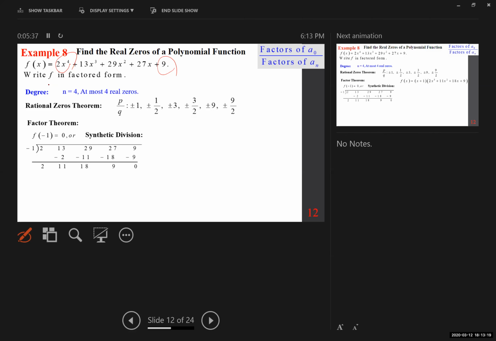Come on, you know the meaning of synthetic division, right? 2x cubed, 11x squared, 18x. Thank you. That sounds perfect. We are not finished, but up to here, is everybody following? Good.